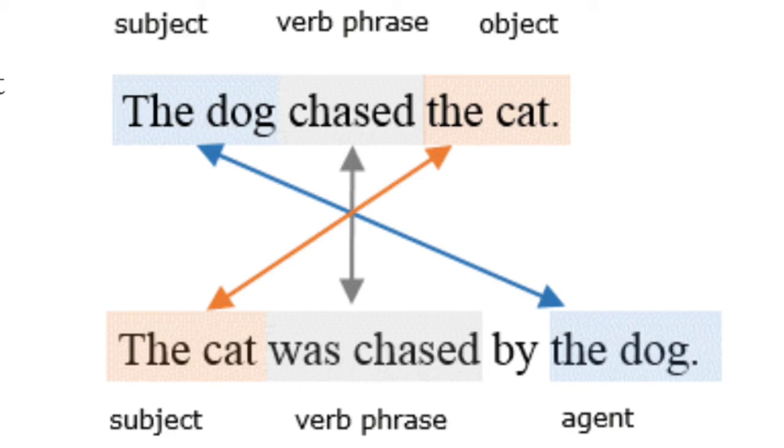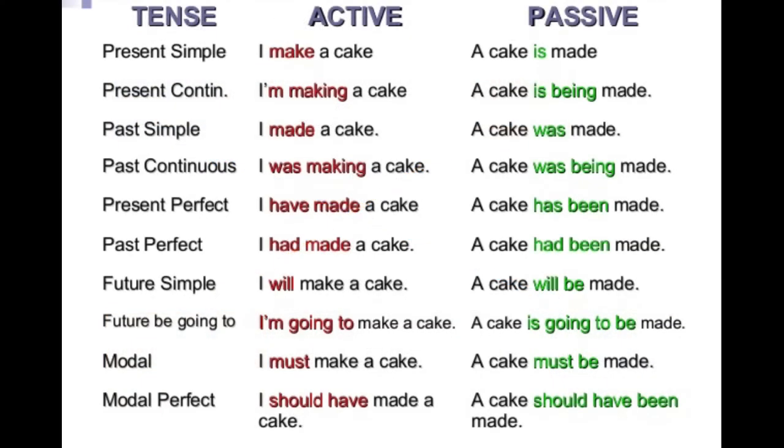However, it is not always necessary to have an explicit agent in the passive sentence. To understand more clearly the changes needed in the verb phrase, here you have a chart with examples in different verbal tenses. You can see the active sentence and its passive equivalent.